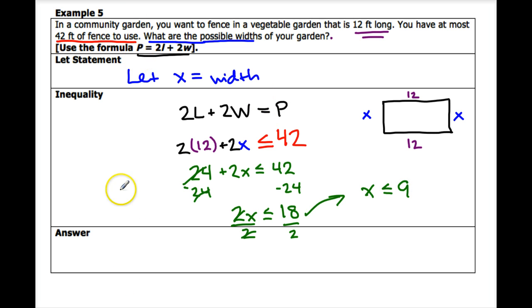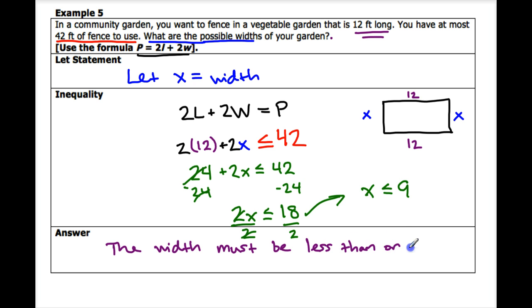So that tells us that the width of the garden must be less than or equal to 9 feet.